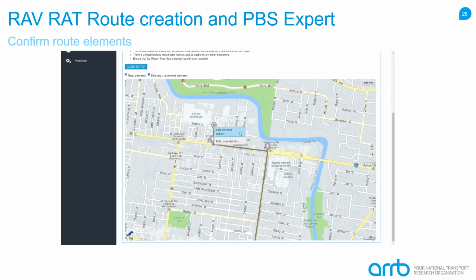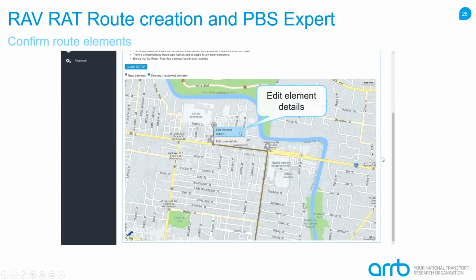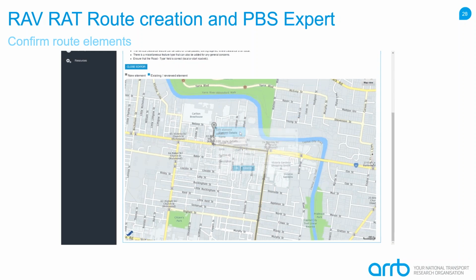So to confirm the route element, we simply need to right click on each of the route lines or route element icons along the length of the route. It's easiest just to start at the beginning and work your way through to the end. When you right click, it brings up a little menu, and you want to hit select element details. And that'll take you through to this little pop-up window here.